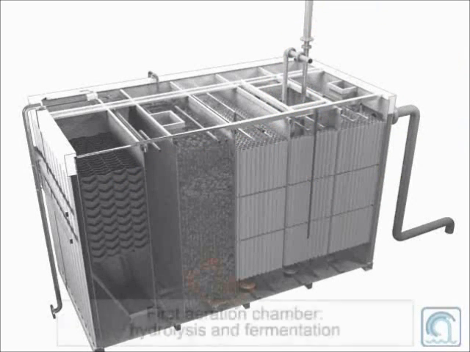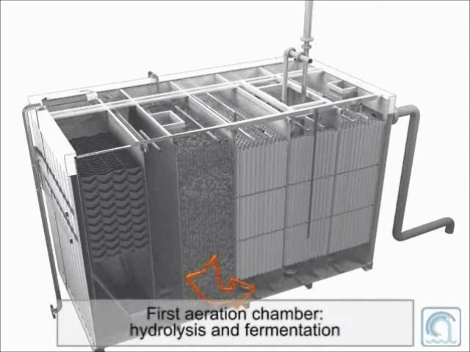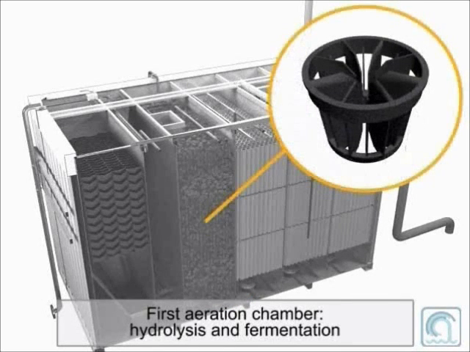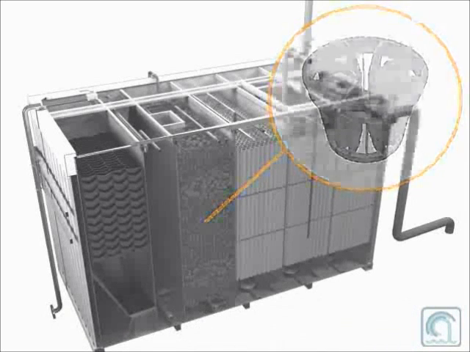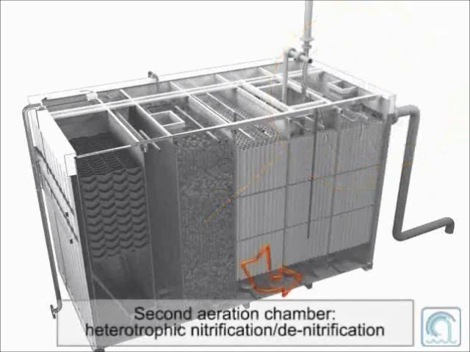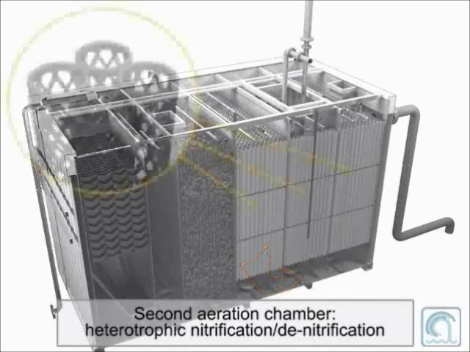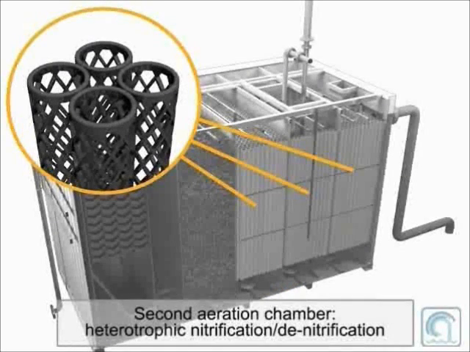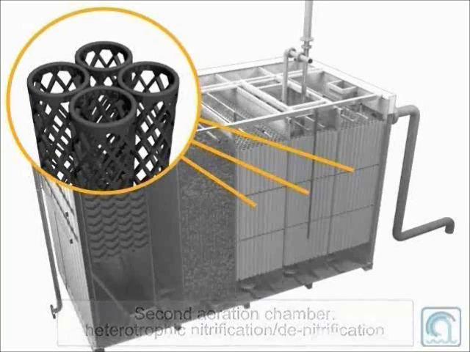The first aeration chamber is a hydrolysis and fermentation zone. The microorganisms grow onto the floating media shown in the detailed view. The second aeration chamber is a heterotrophic nitrification-denitrification zone. This chamber and the following ones are equipped with fixed tubular media, as highlighted on the screen.